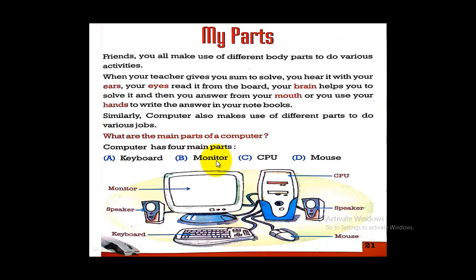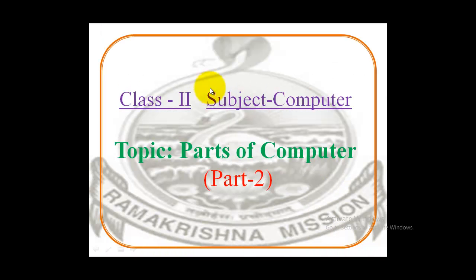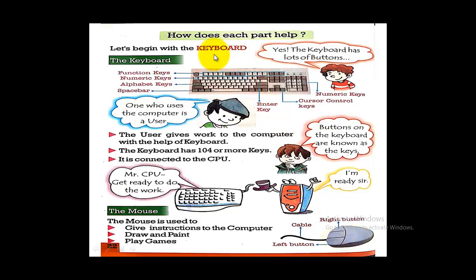Now let's see the remaining three main parts of the computer, that is a monitor, CPU and mouse. Now as this is the second video session class of the topic, that is the parts of the computer. Now this keyboard we have already done. Now let's continue our class with the next topic, that is the mouse.